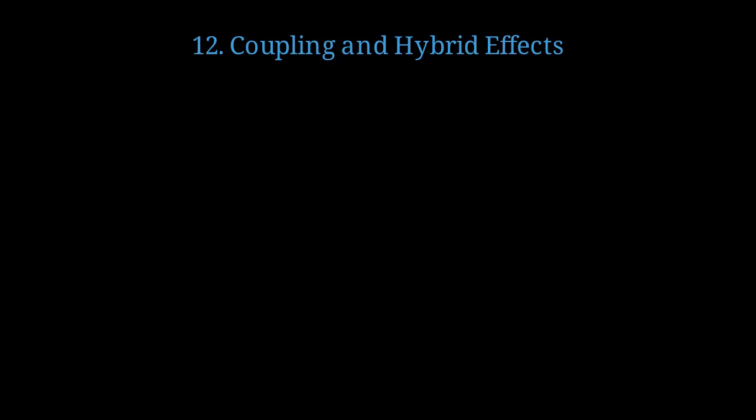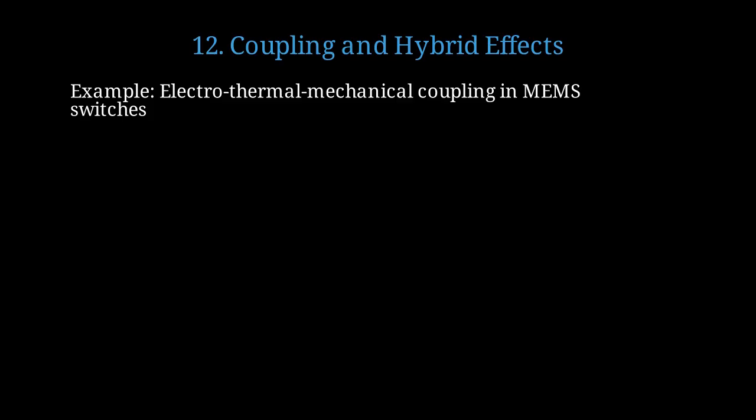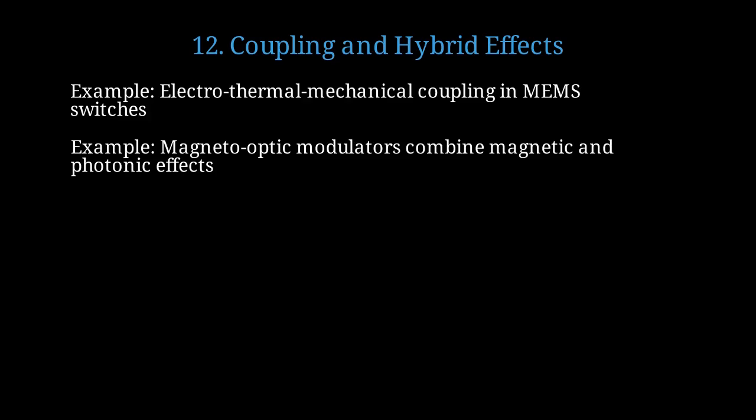Advanced systems often combine multiple physical effects for enhanced functionality. MEMS switches couple joule heating, thermal expansion, and mechanical contact in a single device. Magneto-optic modulators use magnetic fields to rotate polarization, controlling light transmission. The Faraday rotation angle equals Verdet constant times magnetic field times propagation length. Energy flows through multiple domains in coupled systems, enabling functionality impossible with single-domain solutions.